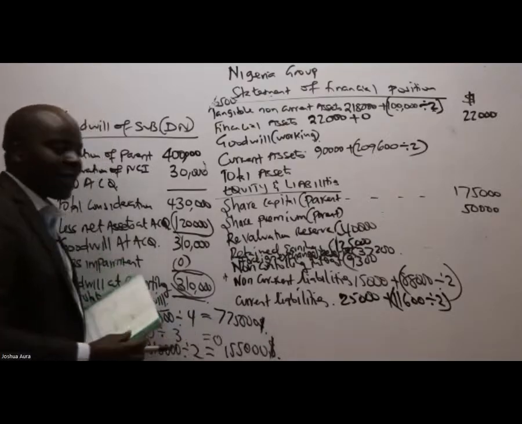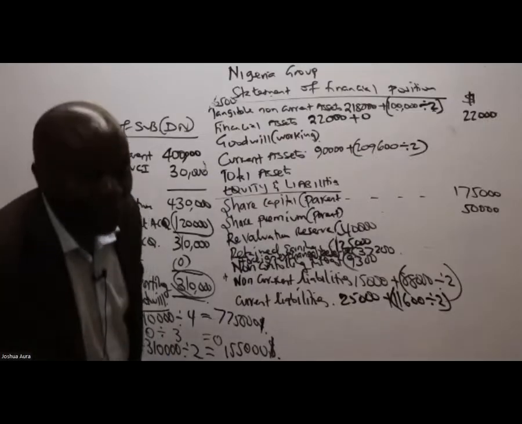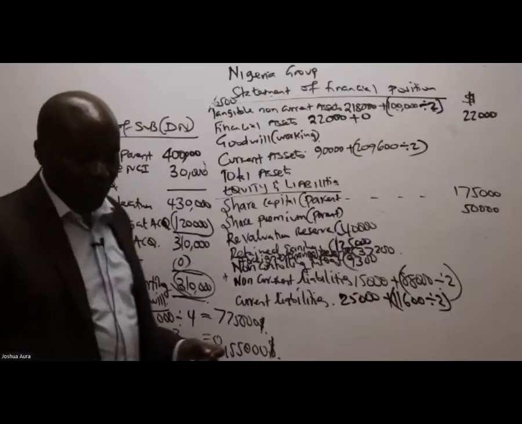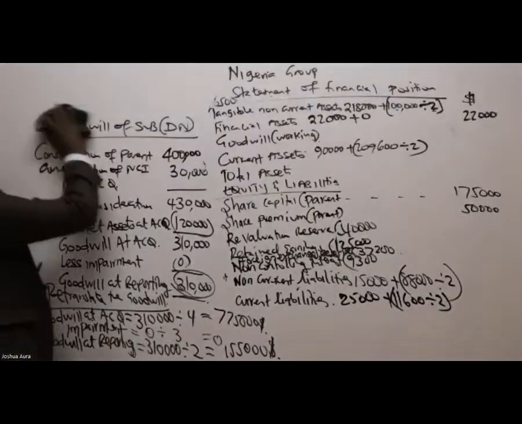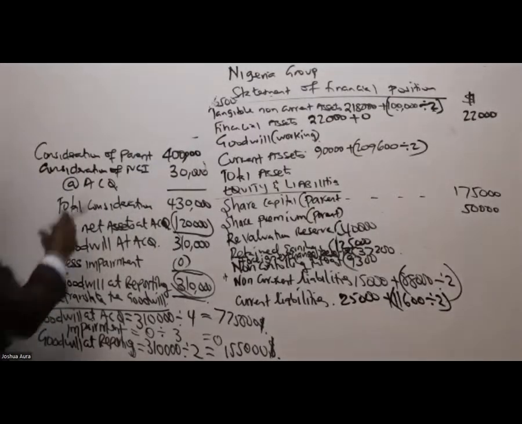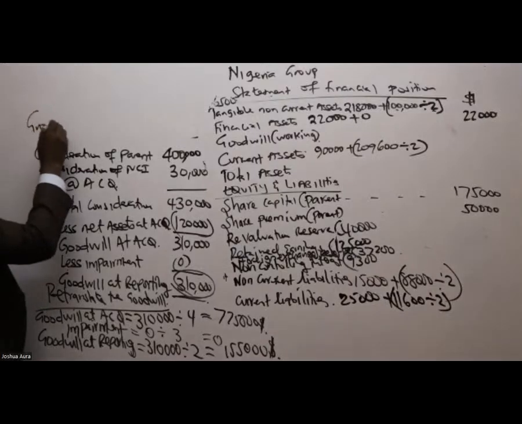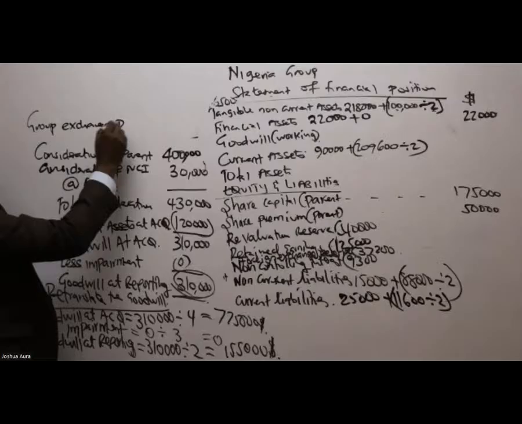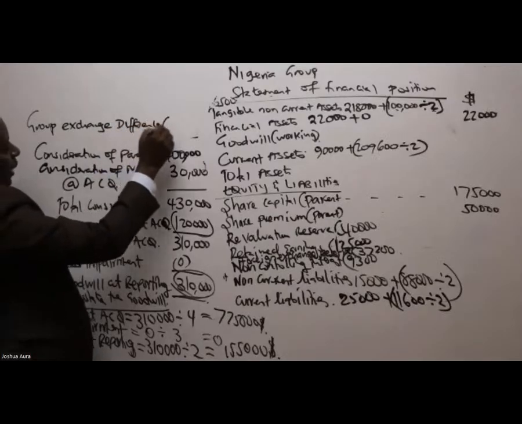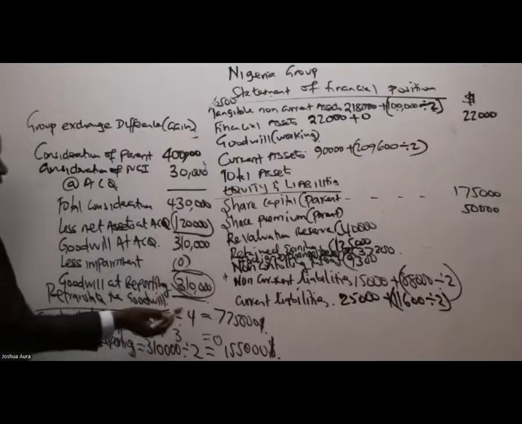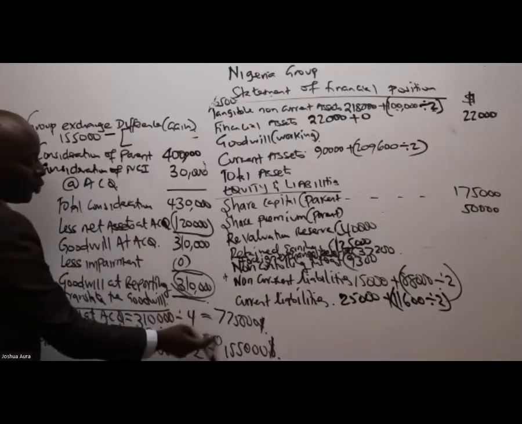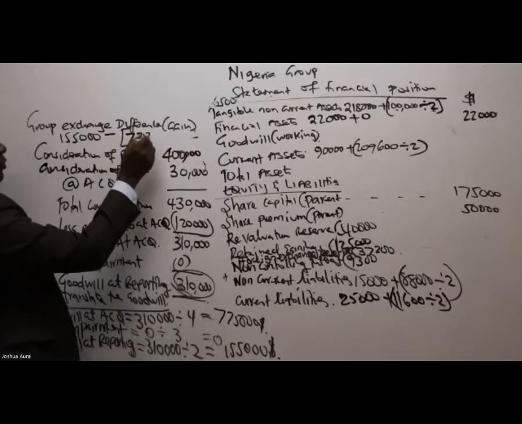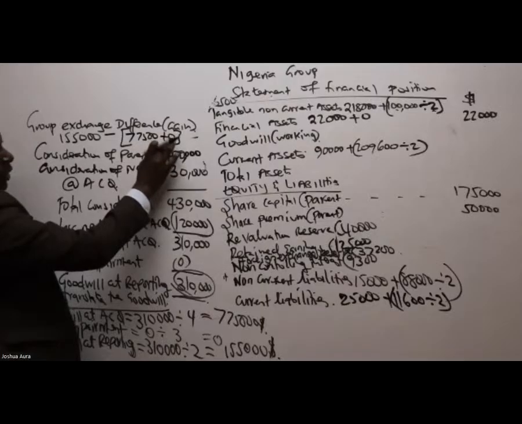So just like we did with net assets, now go ahead and give us the group exchange difference. The group exchange difference for goodwill. So I will take in this case the closing amount, which is 155,000, minus these two added together: 77,500 plus 0. Just for your revision, include there 0.